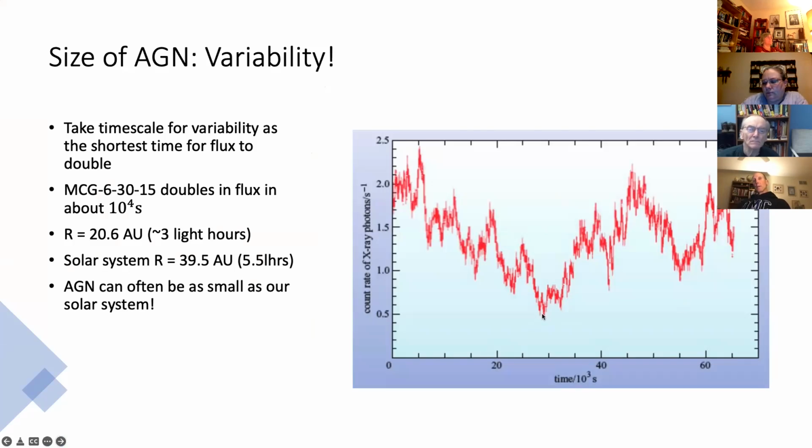Let's say we take this bottom point here. That's about 0.5 photons per second, which means 1 photon every 2 seconds. The amount of time it takes to double from 0.5 to 1 looks to be about 1 interval here, which is, what is that, 1 interval, 2 intervals? That's about 10,000 seconds.